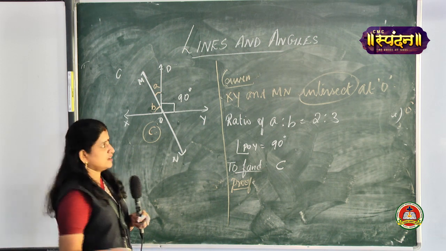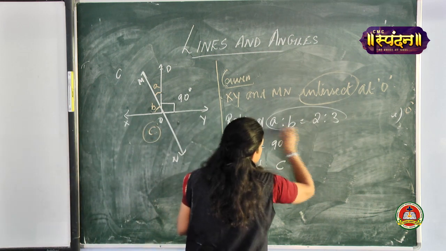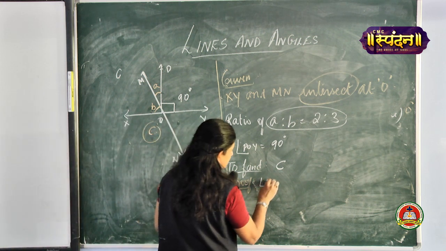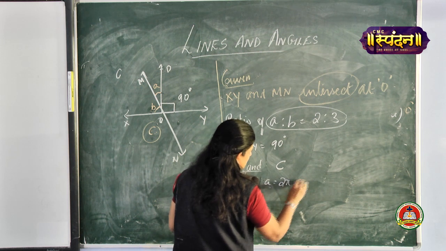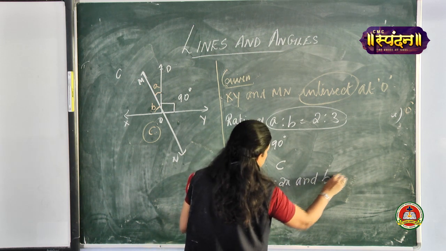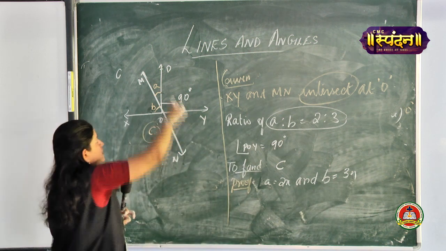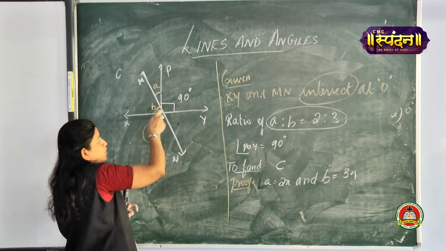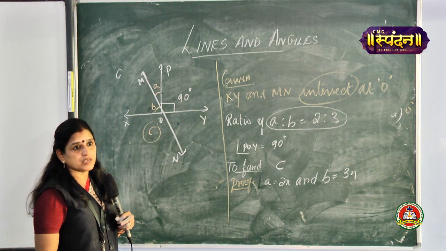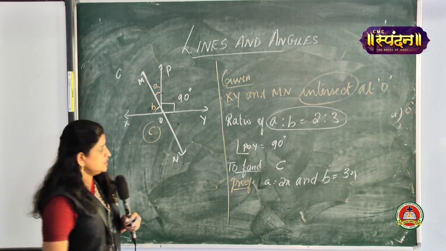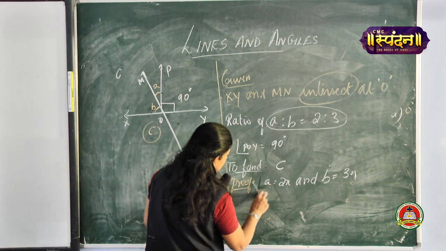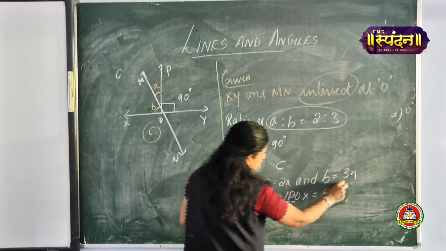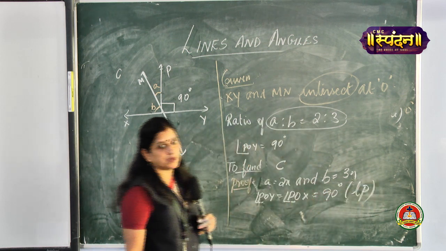So let us move on to the second information given. What is given? A is to B is equal to 2 is to 3. So let us take angle A is equal to 2x and B is equal to 3x. Also it is given POY is equal to 90 degree. If POY is equal to 90 degree, then also I can say angle POX is also equal to 90 degree because they are linear pair. You write angle POY is equal to angle POX is equal to 90 degree. In bracket you can write linear pair.